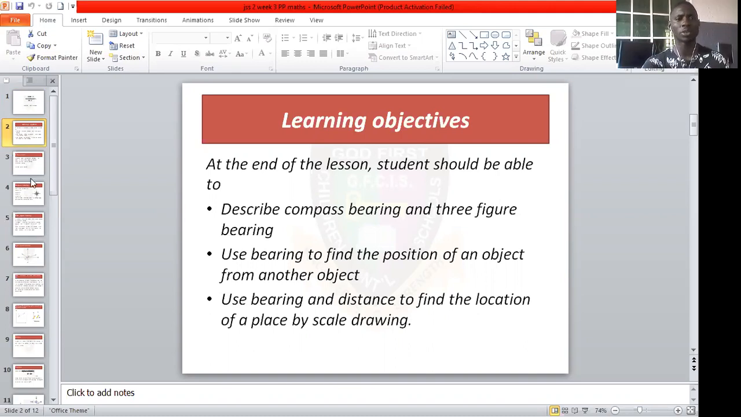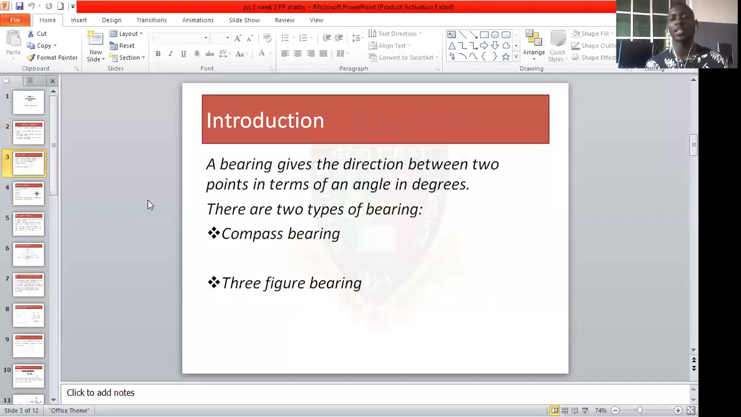I would like to introduce the topic to you. A bearing gives the direction between 2 points, one and the other. It gives the location of this point and the location of the other point. The bearing gives that kind of direction in terms of angles and degrees. There are 2 types of bearing: the compass bearing and the 3-figure bearing.